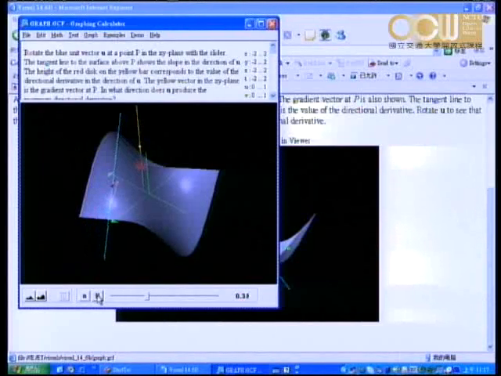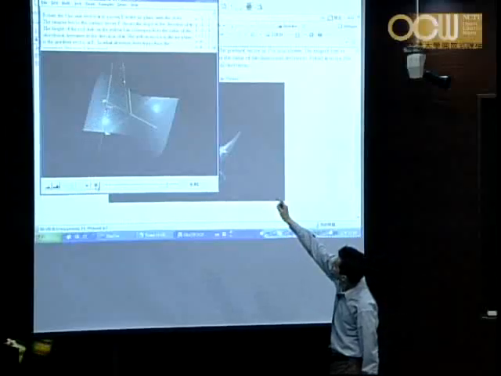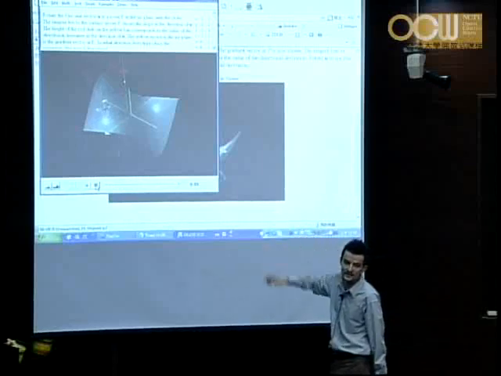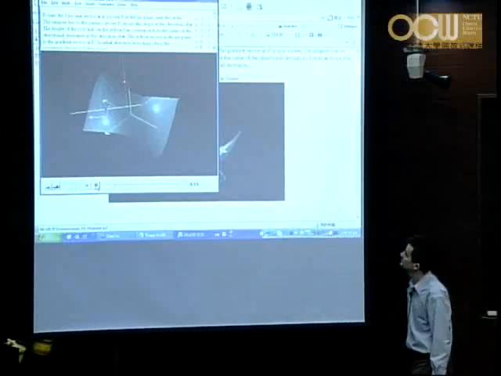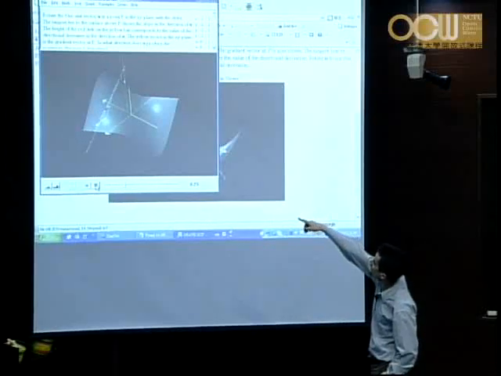Okay, so now the direction in which you're looking is moving. You see also the red marker is going up and down, and what we want to understand here is, where is the directional derivative as large as possible? This should be when the blue vector coincides with the yellow one, because the yellow one is the gradient. You can see that it's going down, down, down, now it's going up again.